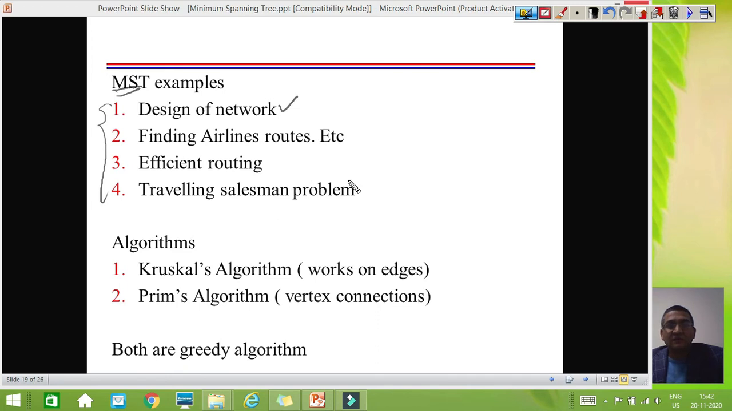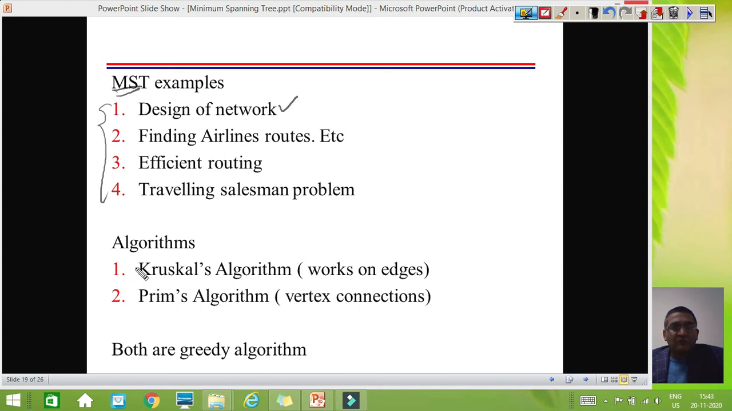Traveling salesman problem is a problem where one salesman wants to travel to different cities and he's looking to travel in such a way that he has to travel the minimum. So again minimum spanning tree will be required to help the salesman reach all the destinations, all the cities, with the minimum distance. So in real life you may find many areas where minimum spanning tree can be eligible to solve your problem.